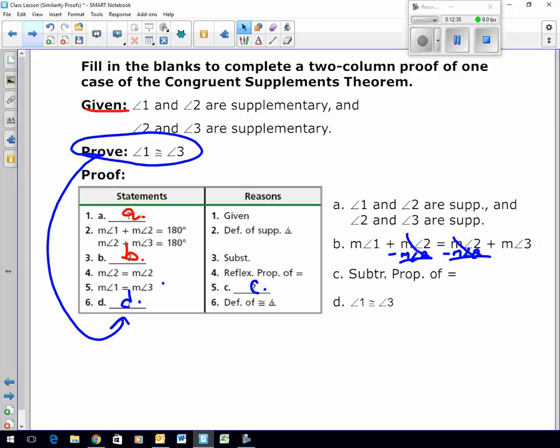So end with the prove. Say it with me. End with the prove. Start with the given. End with the prove. Is that simple? Okay? It's that simple. That's the simple part. The hard part is like 2 through 5, right? The hard part's going to be 2 through 5 today.